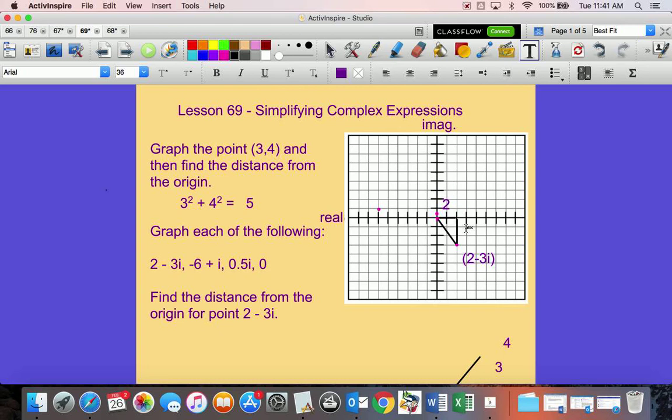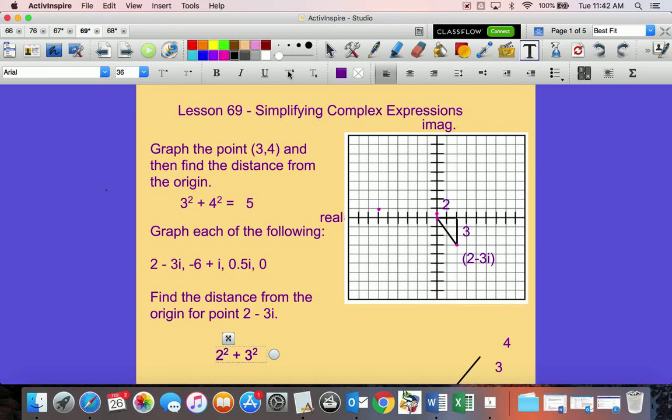We know the distance here on the graph is 3. So what we can do to find how long the hypotenuse is, we can still do the Pythagorean theorem. So we can go 2 squared plus 3 squared, and then we take the square root of that.